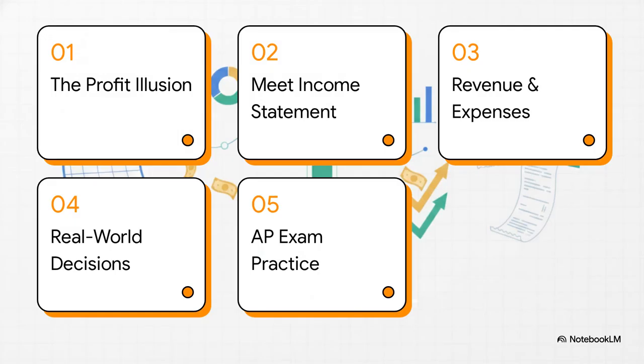Okay, let's dive right into our syllabus for today. First, we'll uncover the profit illusion. Second, we'll officially meet the income statement. Third, we'll break down revenue, expenses, and profit. Fourth, we'll look at some real-world business decisions. And finally, we'll wrap up with some AP exam practice. All right, let's get into it.